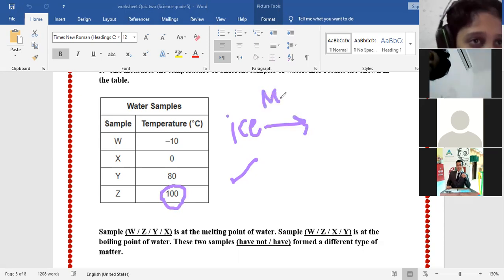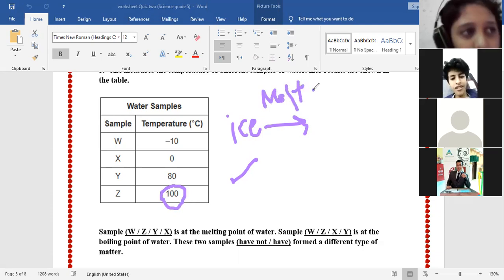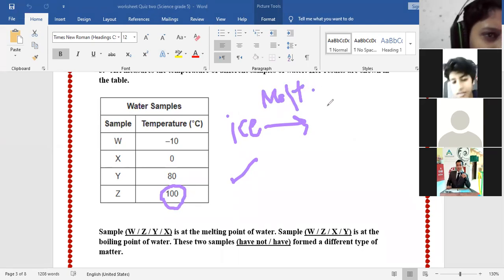Let him, please. Let him. 0. I cannot hear. Please. Anyone who answers again without permission, I will give him minus 2. Okay? Yes, say, Meshal. Which sample is the melting point of water? The melting point of water, which one? Minus 10, 0, 10, 180.